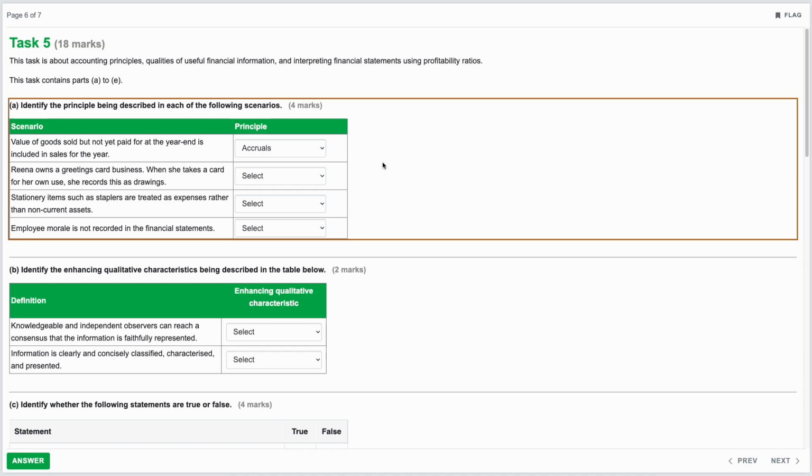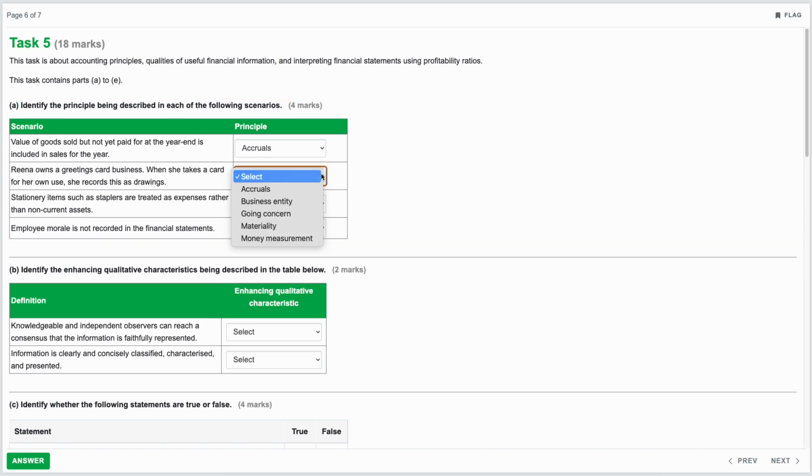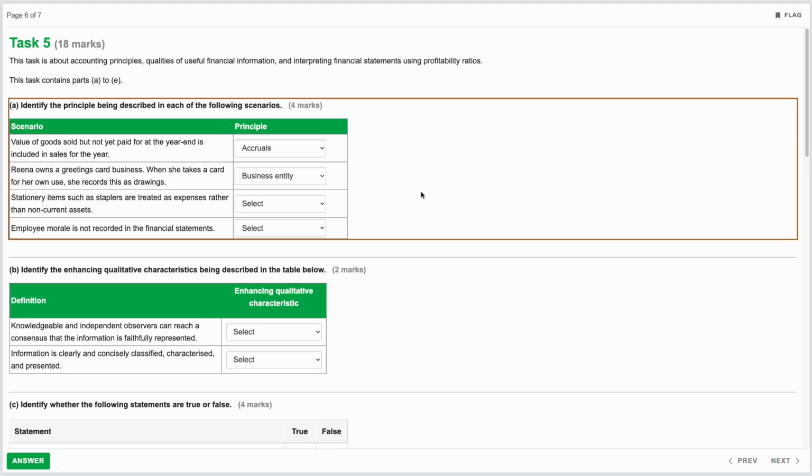When she takes a card for her own use, she records this as drawings. Okay, so the principle here then, let's have a look at our options. So that would relate to the business entity concept, which basically means that the business and the individual are 2 separate entities. So all business transactions should be kept separate from those of the individual. So the personal transactions should be kept separate from the business transactions. Okay, and then the next one.